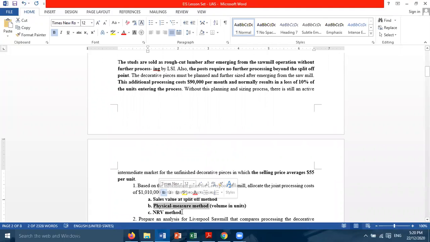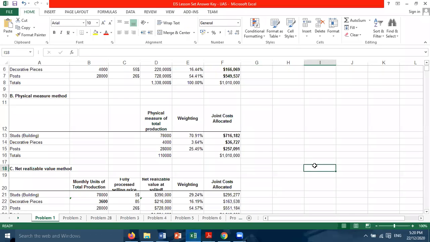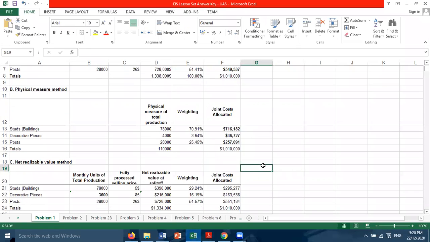It's pretty straightforward. Next is the net realizable value method. For the net realizable value method, we use relative NRV as the basis for the weighting. NRV means, or the formula for NRV is simply final sales value minus separable cost. NRV equals final sales value minus separable cost.